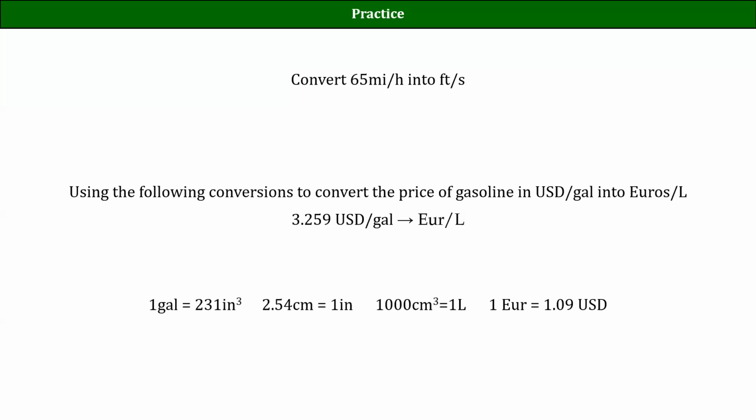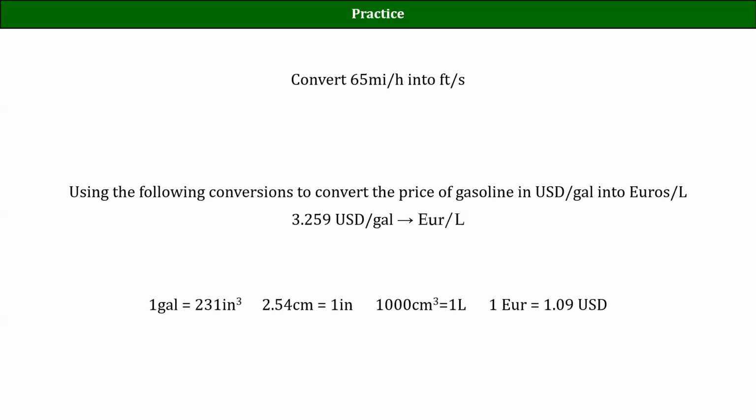So we wanted to convert 65 miles per hour into feet per second. Could we do that? Hours to seconds, feet to miles, right? So I'm not going to work through that one right now. How about if we want to do something like price of gas? You can tell how old this slide is by the fact gas was only $3.26 at the time.